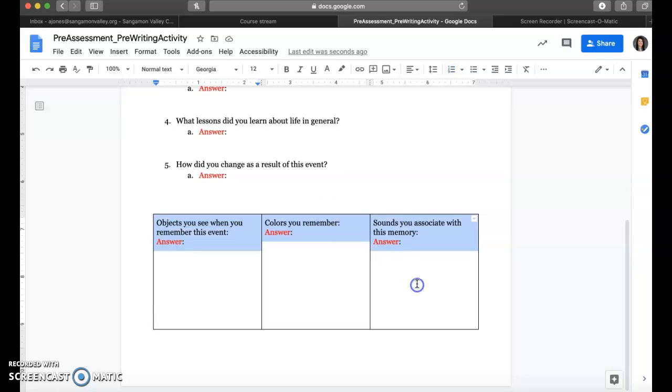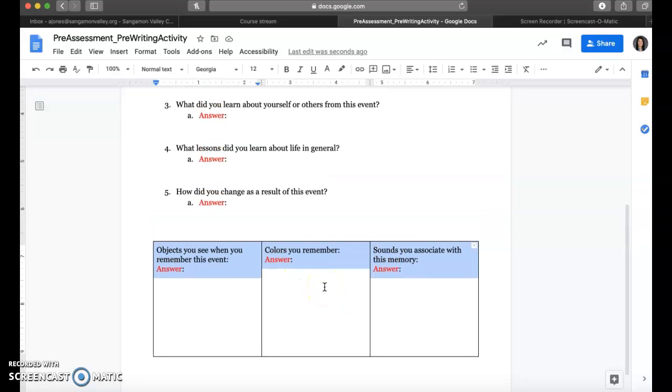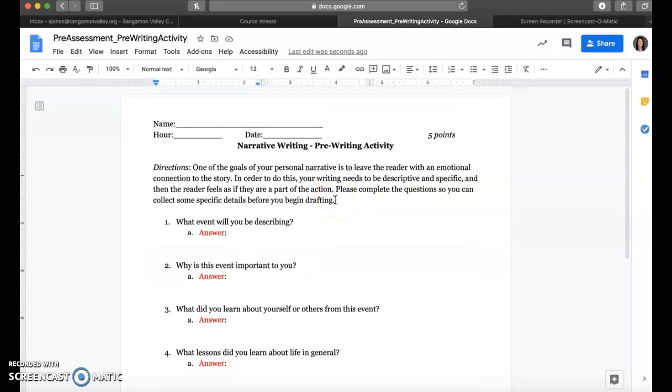All right, down here is just a little chart to help you work on your descriptive words. So objects you see when you remember this event, colors you remember, and sounds you associate with this memory. These can go along with setting as well.